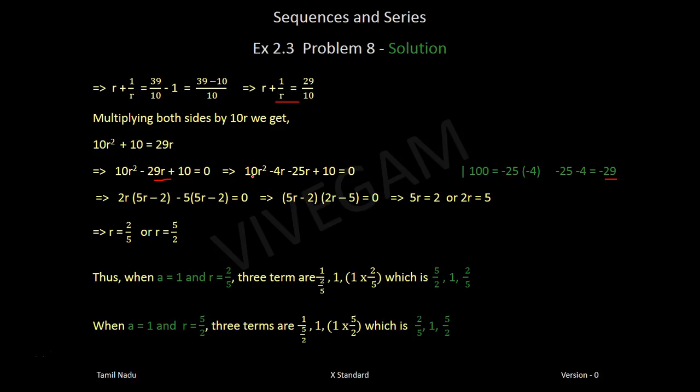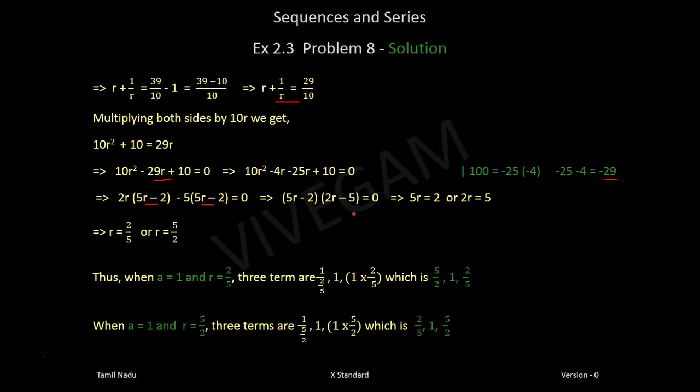Now you can see 2r is common in the first two terms. So when you take 2r commonly out, you will get 5r minus 2. And between these two terms, you can see what is common. 5 is common. When you take minus 5 commonly out, you will get 5r minus 2. You got it? You have to get these two very similar or almost the same, which has come out here. Then only you will be able to take this commonly out. So now you can take 5r minus 2 commonly out. So then it will become 2r minus 5.